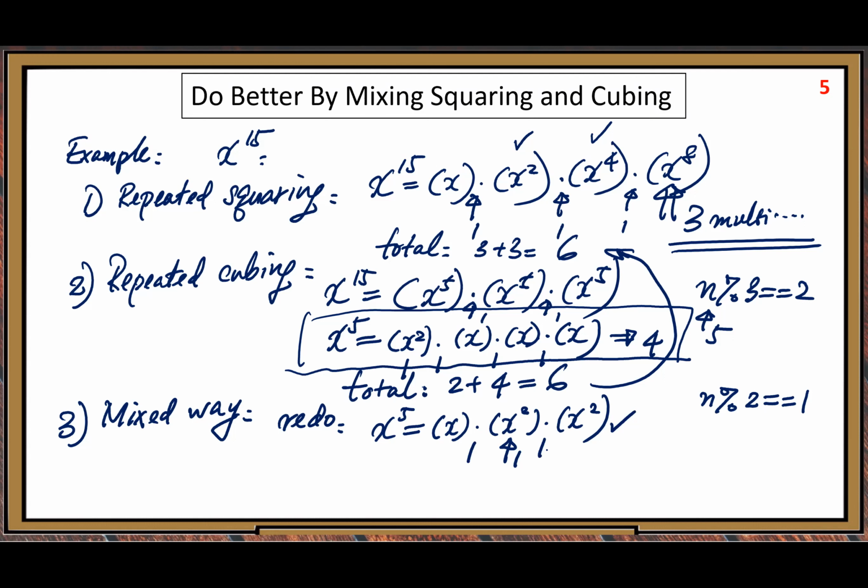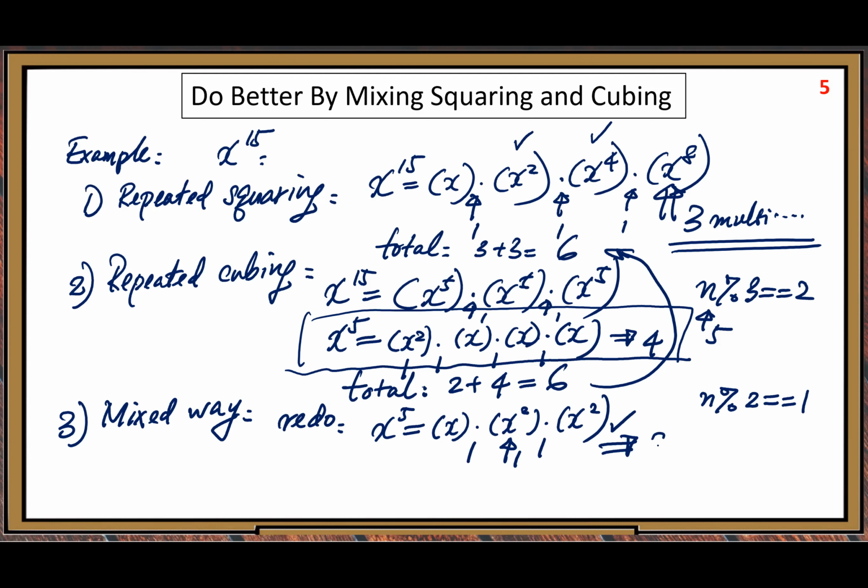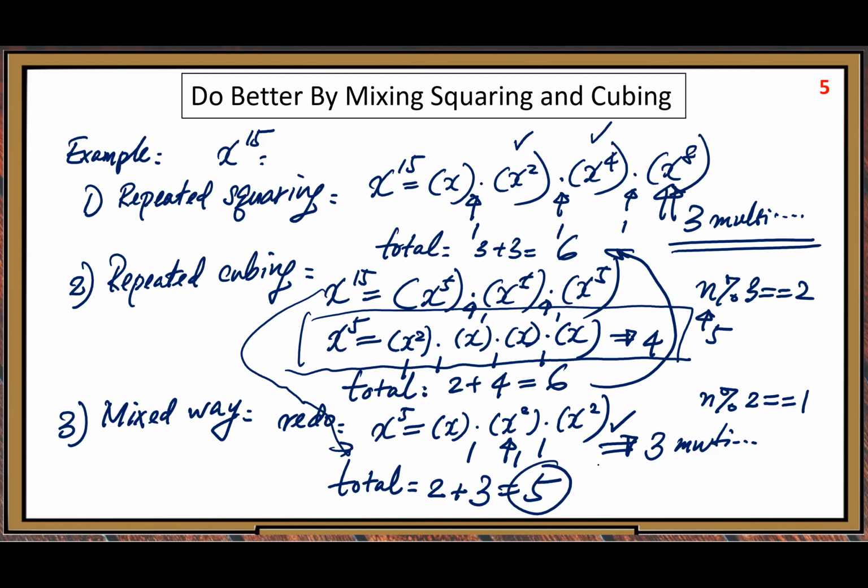So you can see for x to the 5th, we need 3 multiplications. Then the total, because the first time for 15 is 2, so that's 2 plus 3 equals 5. 5 is better than method 1 and method 2, right? One multiplication fewer.